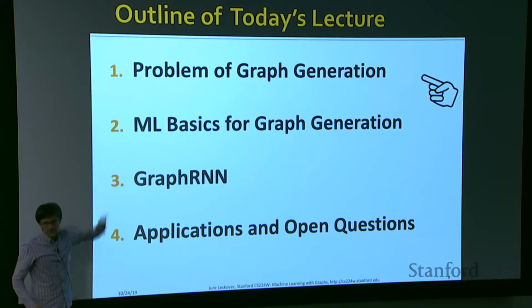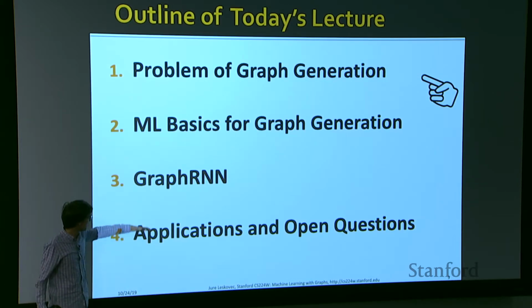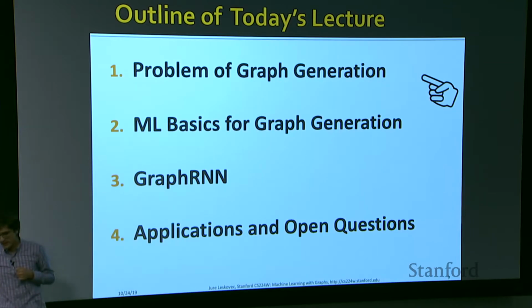I'll tell you some fundamentals of machine learning for graph generation. We'll talk about this model called graph RNN, and then we'll talk about applications and open questions, and I'll probably end here, and that will be fine.